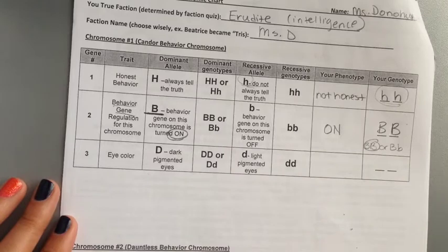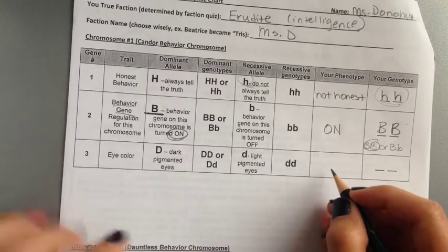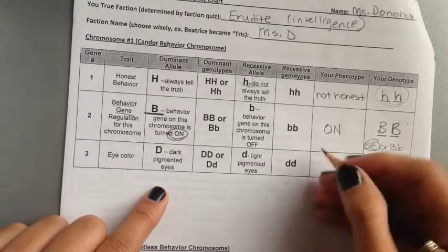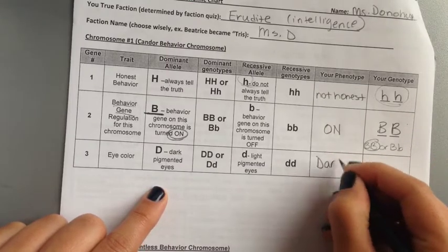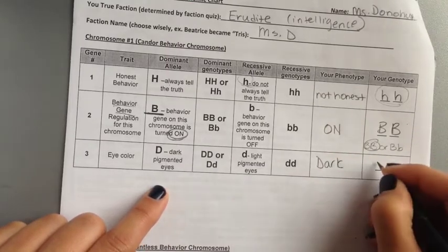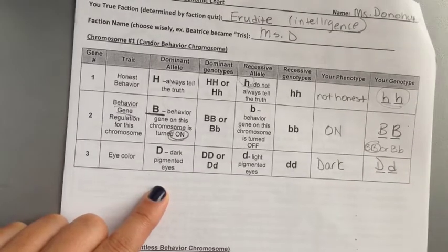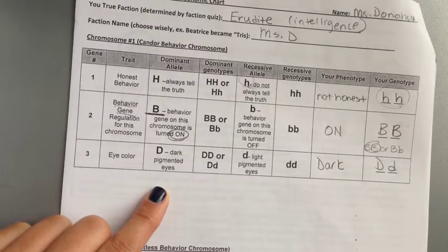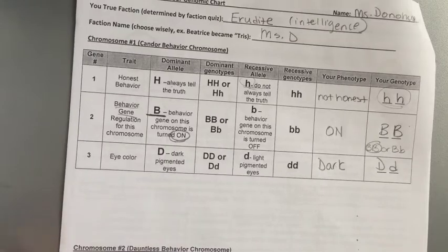And then come down to the last one for eye color. This is a little bit easier. For eye color, what I'm going to have is, let's just say dark. And I get to pick here, dark pigmented eyes. We'll say big D, little d. And just give my child the opportunity to possibly have light eyes in the future.